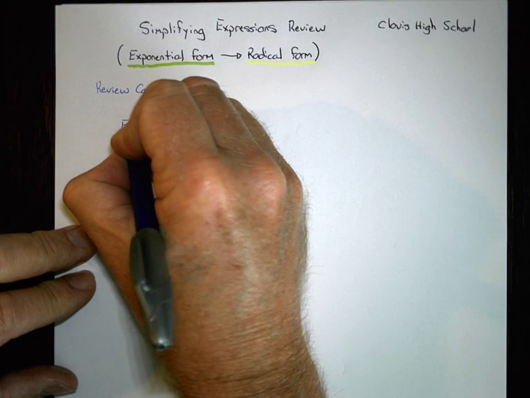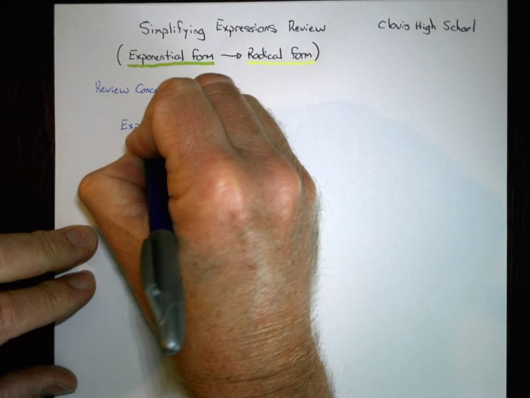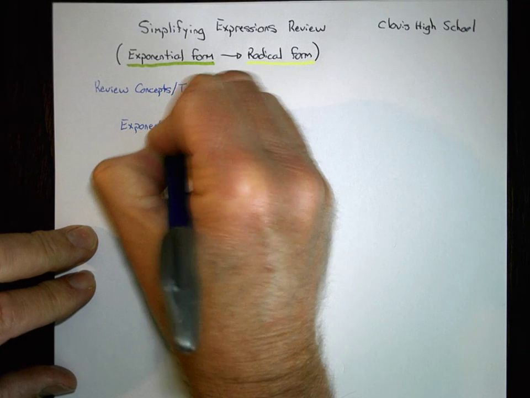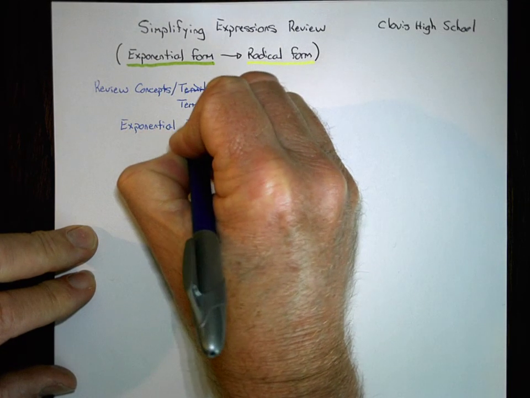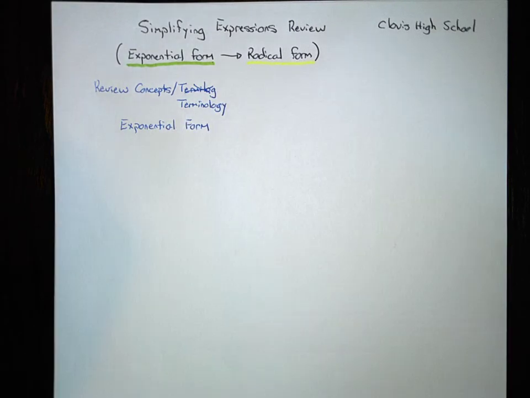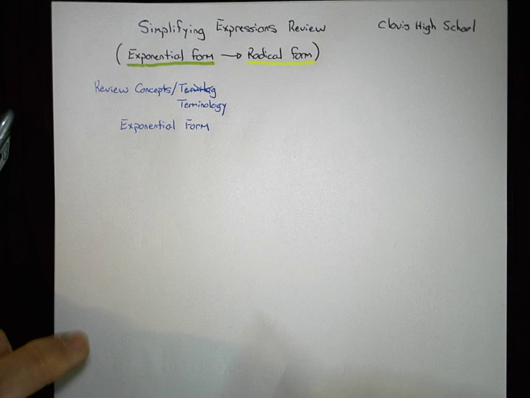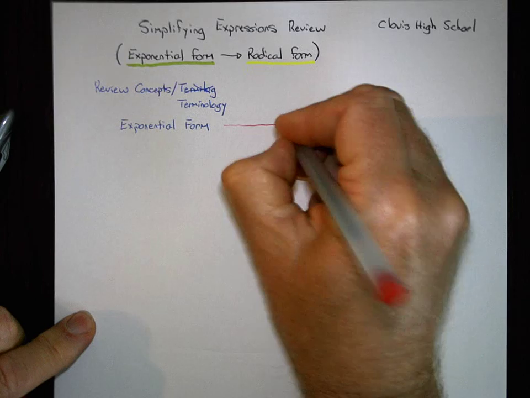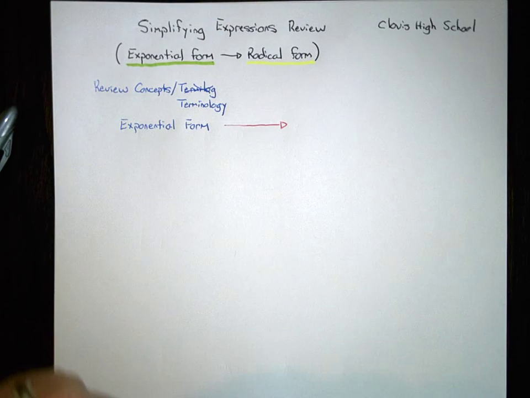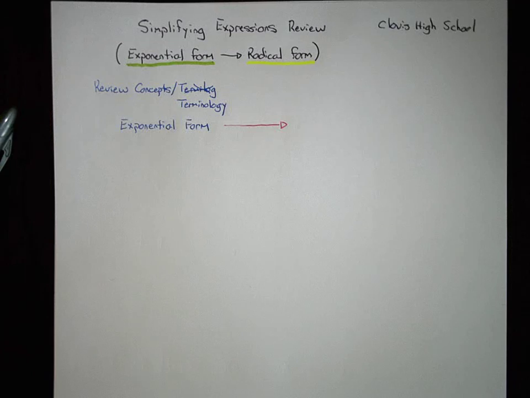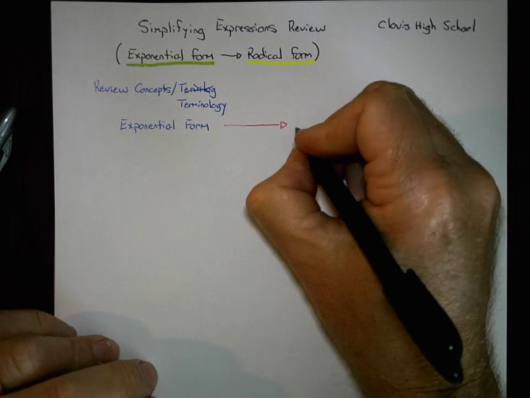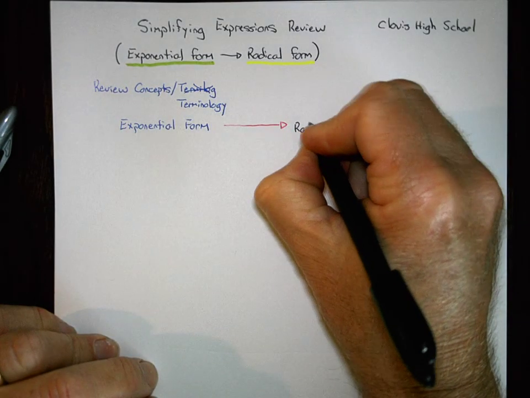Okay, so the first thing is we need to understand, what do we mean by an expression that is in exponential form? And once we have an expression that is in exponential form, how do we convert it into an expression that is in what we call radical form? Okay, so that's really the review that we need to go over first.